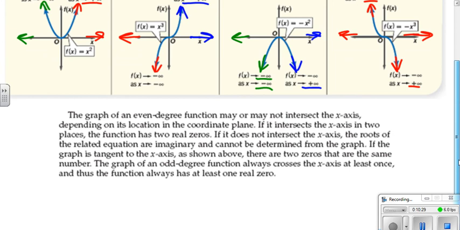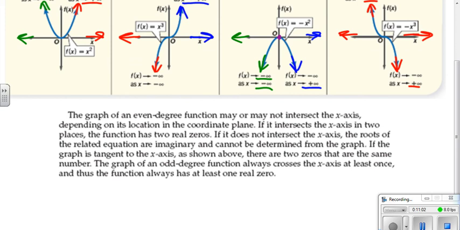So the graph of an even degree function may or may not intersect the x-axis, depending on its location in the plane. If it intersects the x-axis in two places, that means it has two real zeros. If it does not intersect the x-axis, the roots of the related equation are imaginary, and they cannot be determined from the graph. If the graph is tangent to the x-axis, like in this case here, you see it touches just one point, it's tangent to the x-axis, then there are two zeros that are the same number.